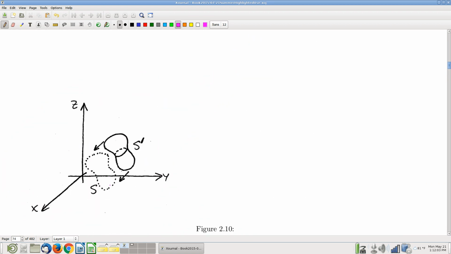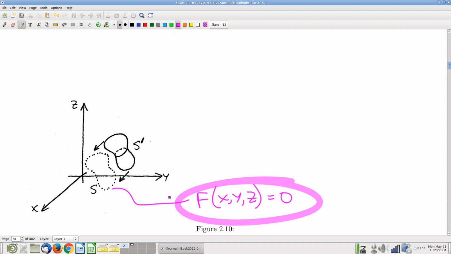Keep in mind, there's some surface here that I already understand. This is f of x comma y comma z equals 0, and I already know what that is. The solution set to that, let me do this in purple. So that equation is this object.